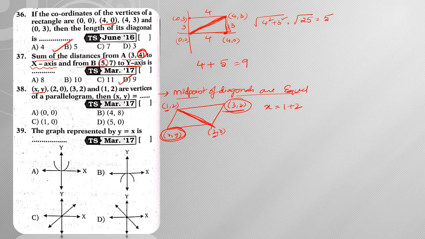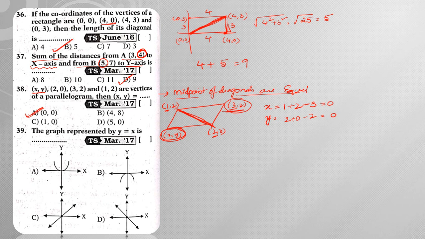1 plus 2 minus the third one we need to subtract, right? So 1 plus 2 minus 3, which is equal to 0. The same way y is equal to 2 plus 0 minus 2, which is again 0. Hence x, y is 0, 0.